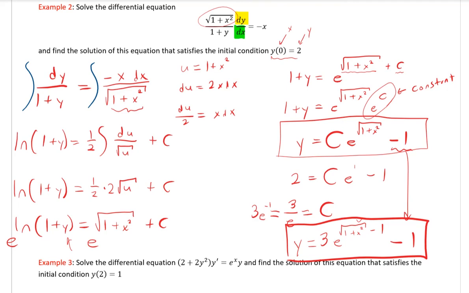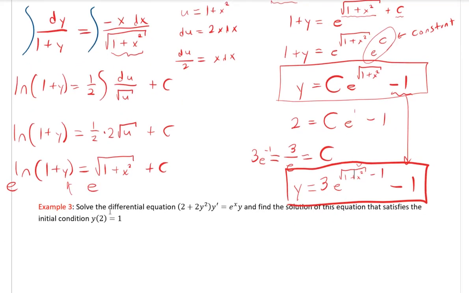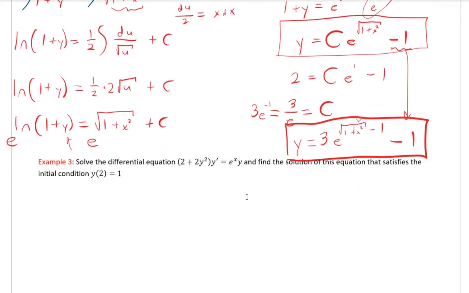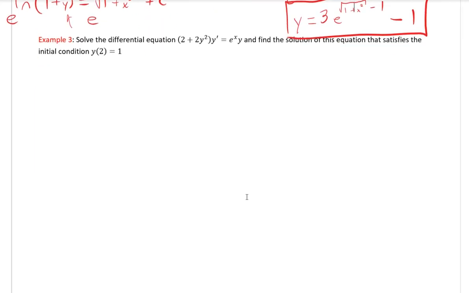Alright, now let's do the last problem here. Yeah, most of these, the integrals aren't bad. It's just some algebra manipulation after that. We have one more. Solve the differential equation (2 + 2y^2) y' = e^x y. We want to find the solution that satisfies the initial condition, y(2) = 1.